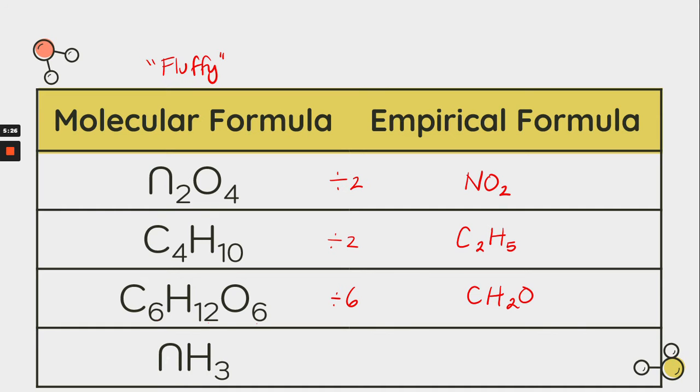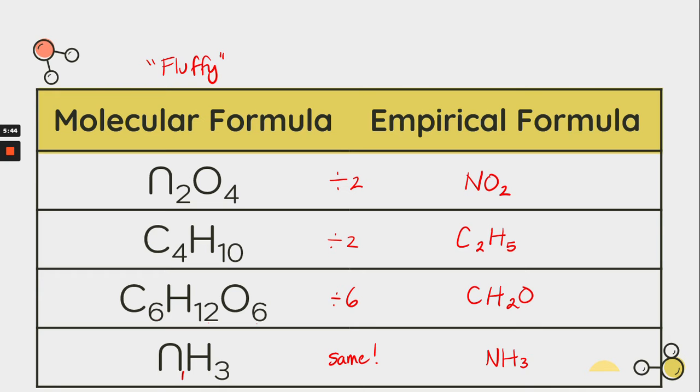And then the last one here, NH3. Well, you know that this is like an invisible one. Well, there's actually nothing I can reduce this one by. So sometimes the empirical and the molecular formulas are the same. So if they can't be reduced, it doesn't mean you've done anything wrong. It just means that they're the same.